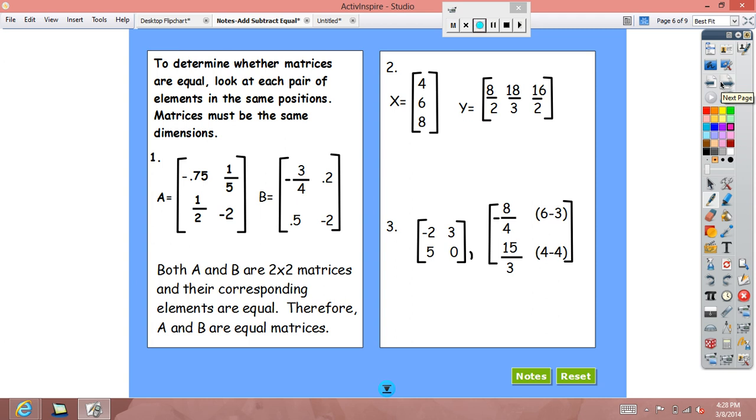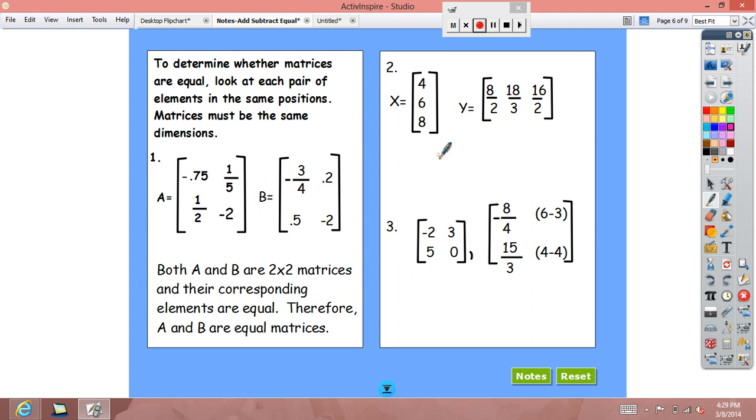This slide talks about whether matrices are equal. Look at each pair of elements in the same position, and they must also be the same dimensions. Okay, so in A here, they're both 2 by 2, and their corresponding elements are equal, therefore they're equal. So this says negative 0.75, this is negative 3/4. They don't look equal, but if you evaluated this fraction, it would end up as negative 0.75. Same thing as 1/5, 1/2, and so on.